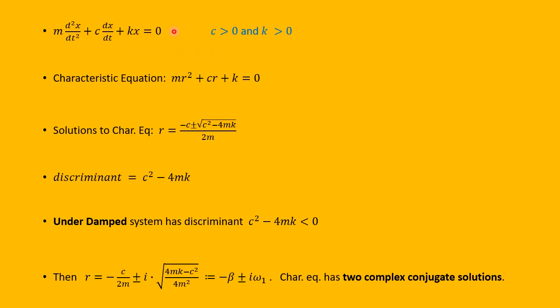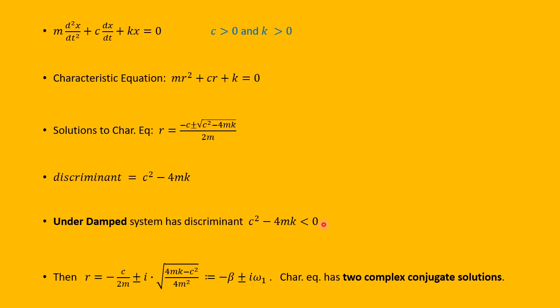So we still are looking at this equation of motion, and we're considering, recall, the underdamped case. The characteristic equation is this quadratic equation, and the solutions to that quadratic equation are r equals minus c plus or minus the square root of this stuff over 2m. The discriminant is the stuff under this square root, c squared minus 4mk. The system is underdamped if that discriminant is less than 0.